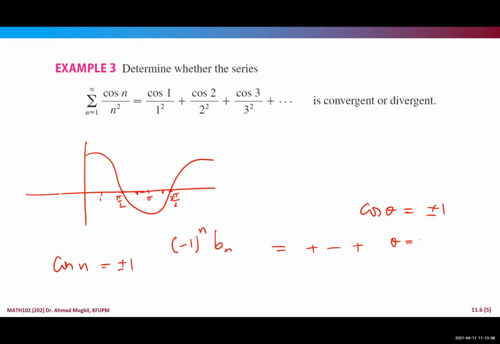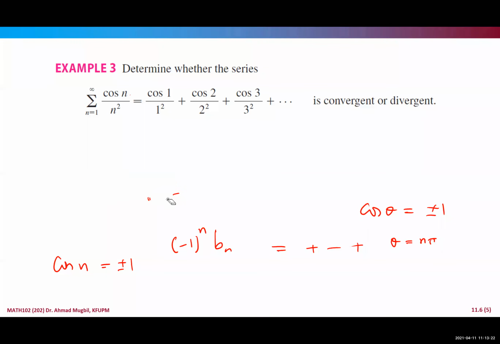If theta is n, then the terms are cos n over n squared. You cannot guarantee the alternating process. It might be negative, negative, negative, then positive, positive, positive, then negative, then positive. So it is not alternating, and you cannot use the alternating series test.